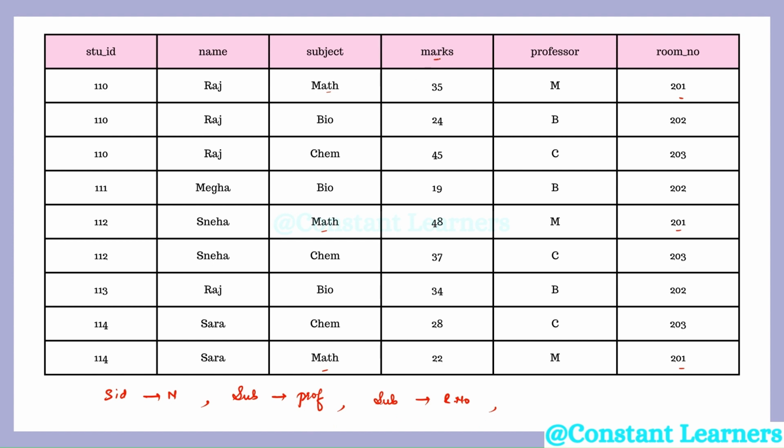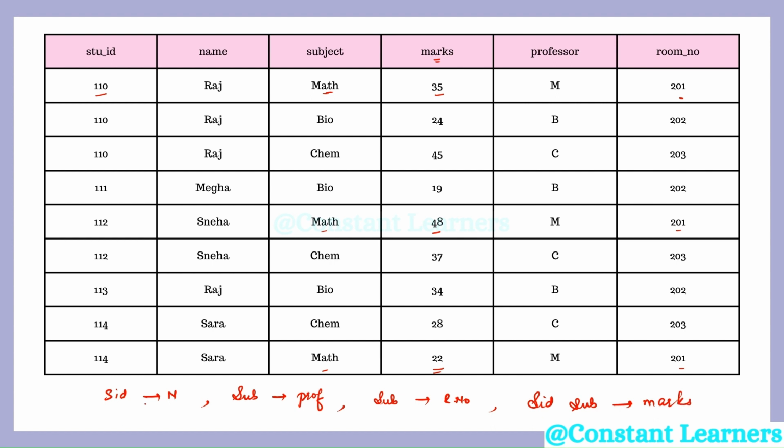Now we have the marks column. If I only tell you the subject name, can you tell me the marks? What are the marks in math? In math, one student has got 35, another student has got 48, and a third student has got 22. So it is not possible to get a single value with just the subject name, right? So we need two different attributes to identify the marks, that is student ID and subject. So we can say that student ID and subject together are determining the attribute marks, right?